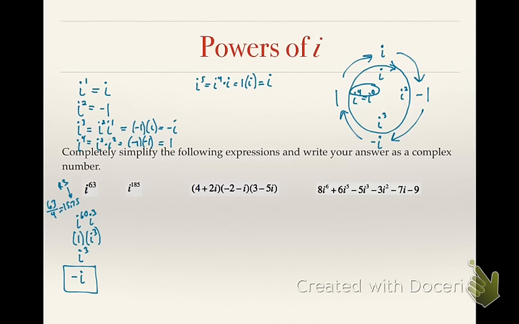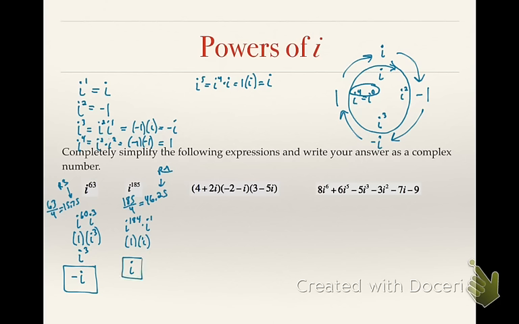If I do 185 divided by 4, I get 46.25. This indicates I have a remainder of 1, which means I can break i to the 185th into i to the 184th times i to the first. This gives me 1 times i, which gives me i.